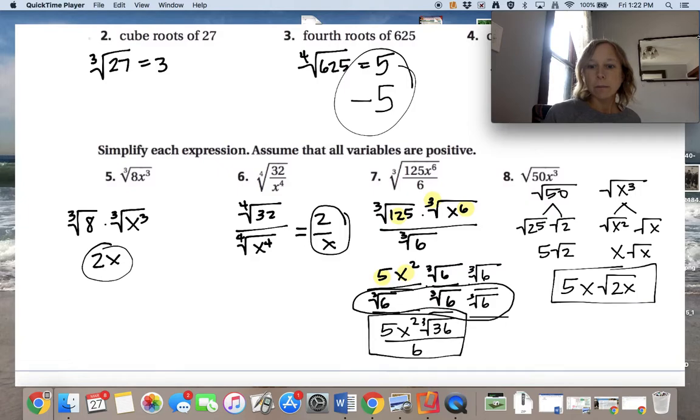All right, last one is just a square root problem. The square root of 50, you should be able to simplify just fine on your own. Square root of x cubed, I'm still going to break it down. I'm going to say, what perfect squares do I have in x cubed? Well, I have 1 x squared, and then I have that x left over. The square root of x squared is x. Square root of x is as simple as it can go, and I put together my answer.